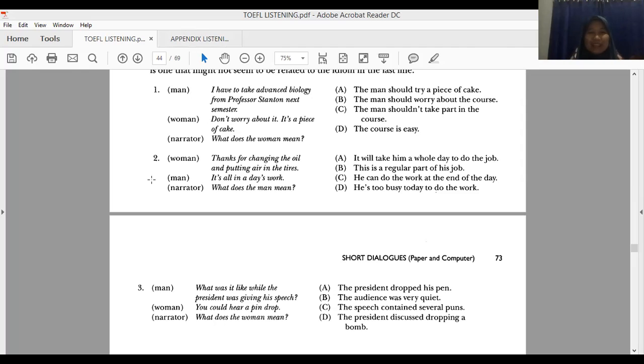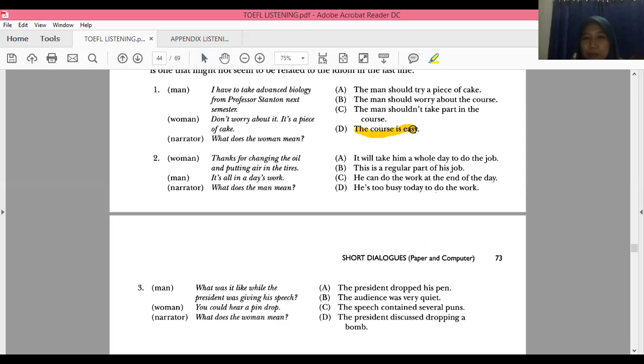Number 1, I have to take advanced biology from Professor Stanton next semester. Don't worry about it, it's a piece of cake. Oh, sering dengar kan ini? What does the woman mean? A piece of cake. A, B, C, D, teman-teman? D. Delta. Iya, delta. The course is easy. Oh, don't worry, it's a piece of cake.